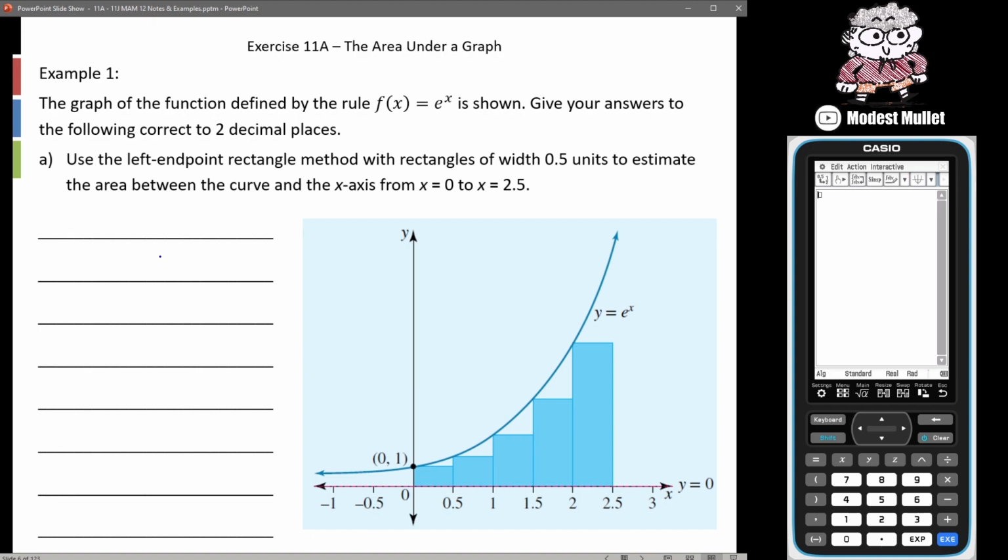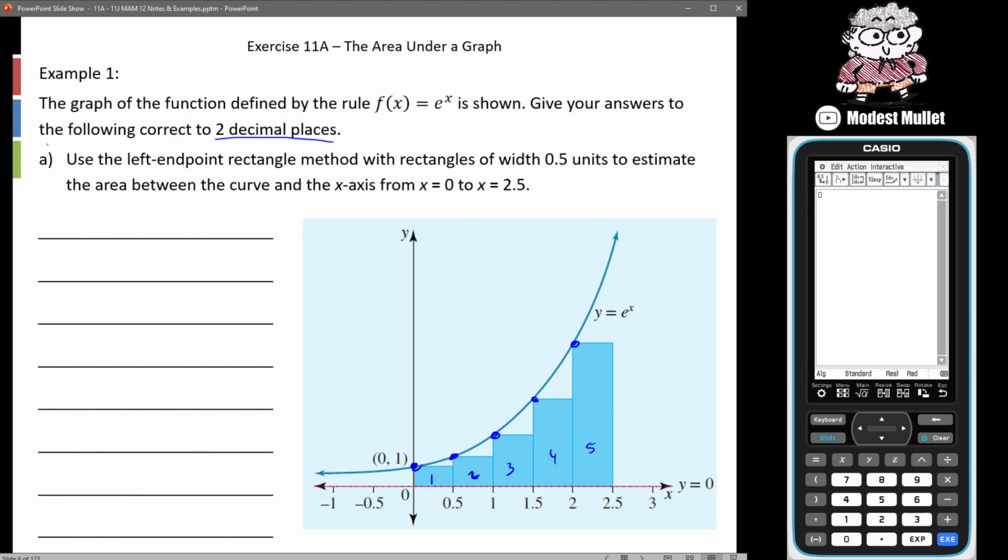So, quick worked example. The graph of the function defined by the rule f of x is equal to e to the x is shown. Give your answers correct to 2 decimal places, so we're not doing exact answers. Use the left endpoint rectangle method with rectangles of width 0.5 to estimate the area between the curve and the x-axis from x equals 0 to x equals 2.5. So we've already got the function drawn out here. It's y equals e to the x, goes through 0, 1, and we've got in our regions, as we can see, region 1, 2, 3, 4, 5. And we've drawn these as left endpoint as required. Touches on the left, touches on the left, touches on the left, touches on the left, touches on the left.